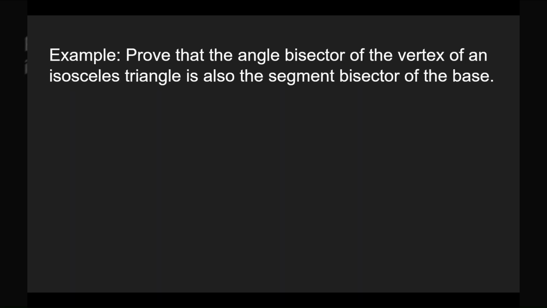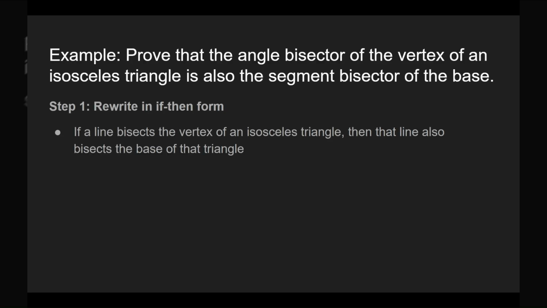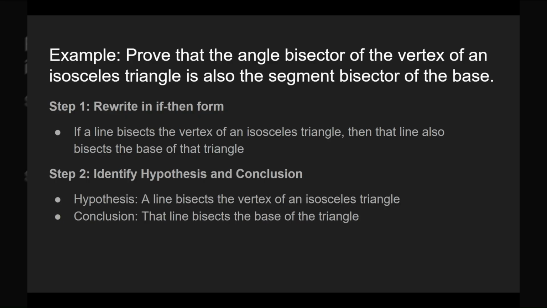The example in this video, we're going to prove that the angle bisector of the vertex of an isosceles triangle is also the segment bisector of the base. Our first step is always to rewrite the thing we want to prove into if-then form so we can identify the hypothesis and conclusion. In if-then form, this statement says if a line bisects the vertex of an isosceles triangle, then that line also bisects the base of that triangle. The hypothesis here is a line bisects the vertex of an isosceles triangle. The conclusion is that that same line bisects the base of the triangle.